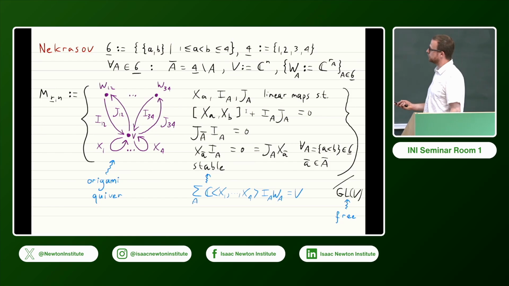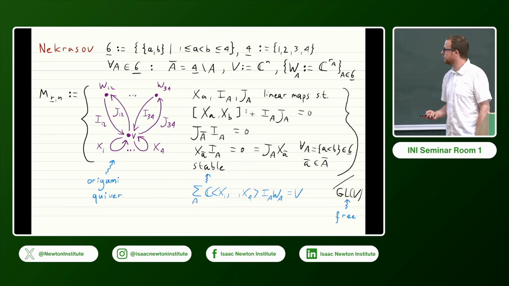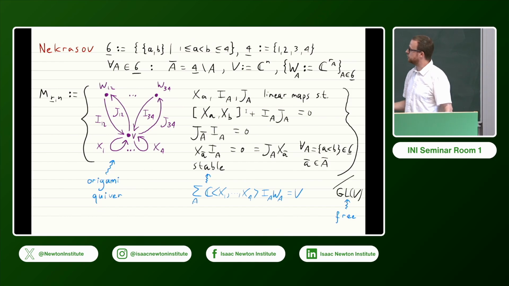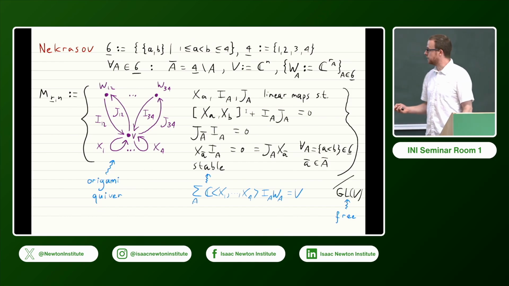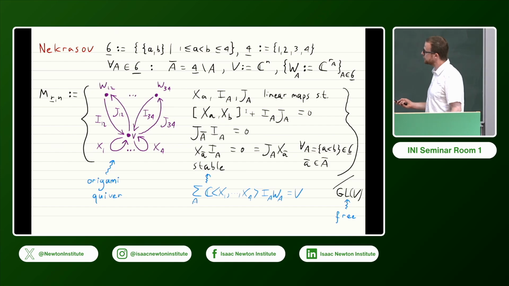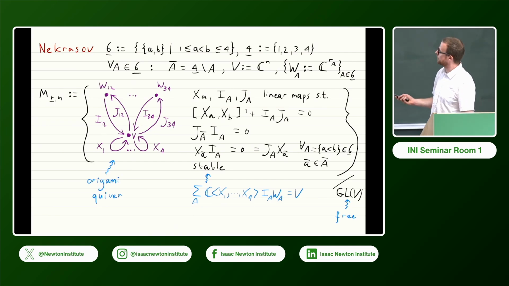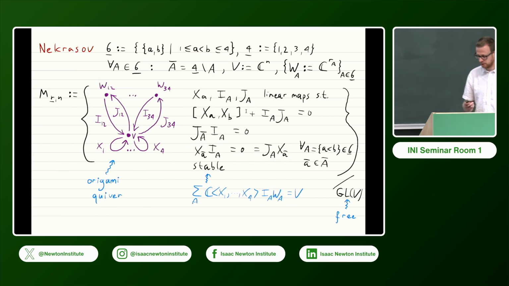And then finally there's a stability condition, it's the same as before. If we act with polynomial expressions on the joint images of all the I_A's, we generate all of V. And then also as before, there's an action of this general linear group, so coordinate transformations on V, and because of stability it will act freely. So we can take the quotient and we have this moduli space. So this is the moduli space we'll study.